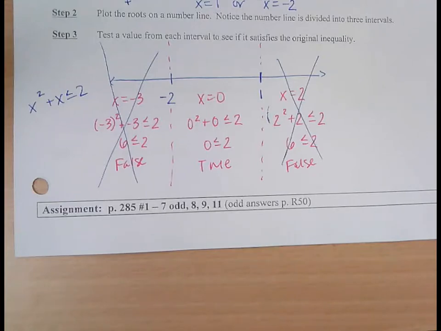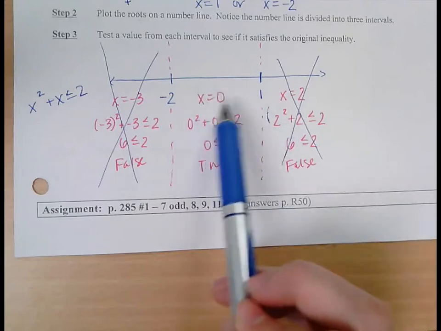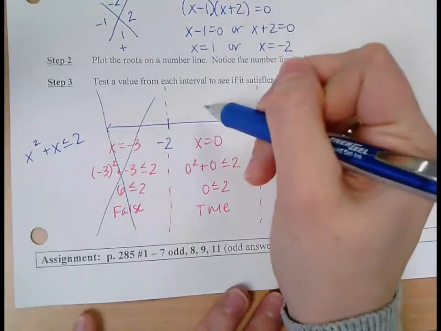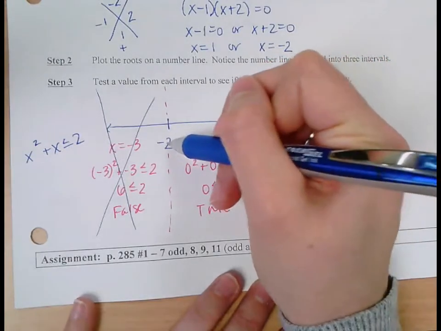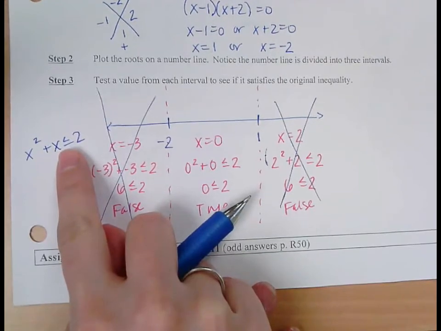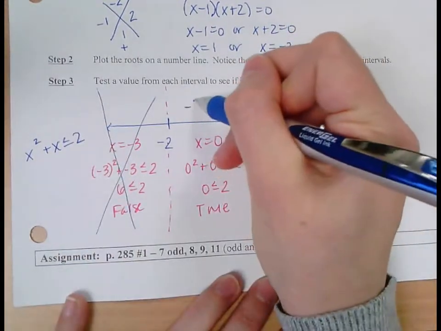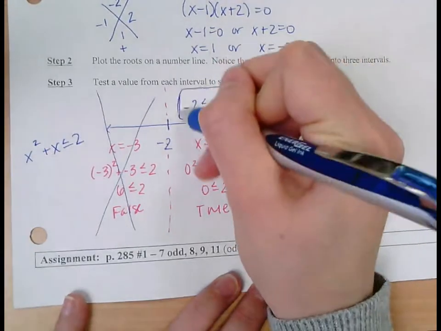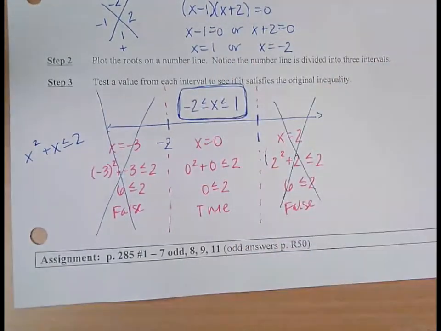So all of your solutions of x, now 0 is just one of them, but they lie in between these numbers. So my solution is all x values that are between -2 and 1. And again, because my original included the or equal to, I included the endpoints in my answer. So my answer would be written this way. X values between -2 and 1. So -2 is less than or equal to x is less than or equal to 1.